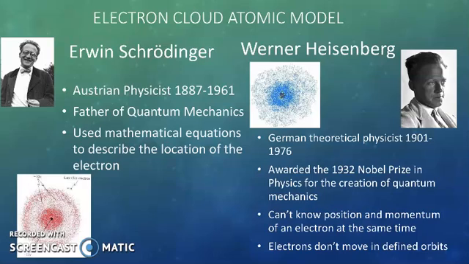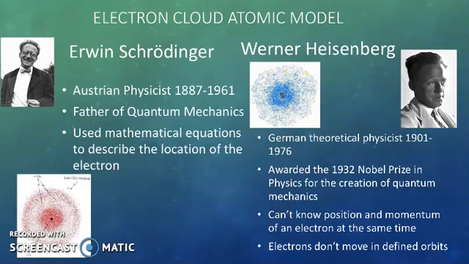What Heisenberg did was he followed in about right after Schrödinger, and said, I don't really think you can find the exact location because you can't know the precise location and the momentum, or how fast it is moving, of a particle at the exact same time. So you might either know where it is or how fast it's going, but you don't know both. So you're not really going to be able to find an electron. He also said electrons don't move in defined orbits, but rather they're just kind of floating around in a cloud.